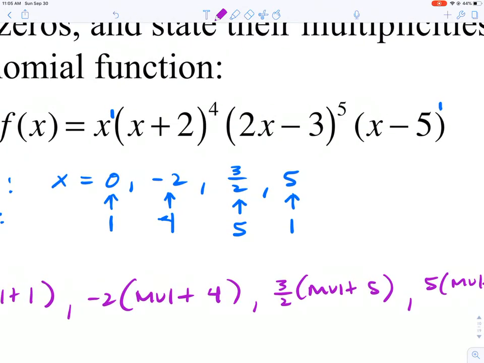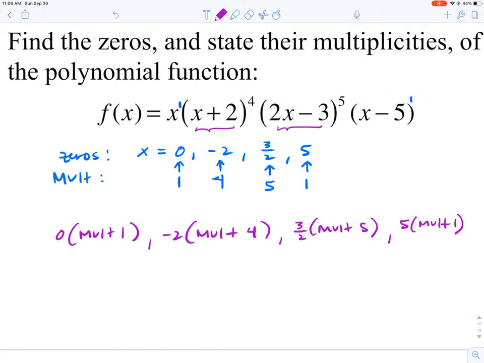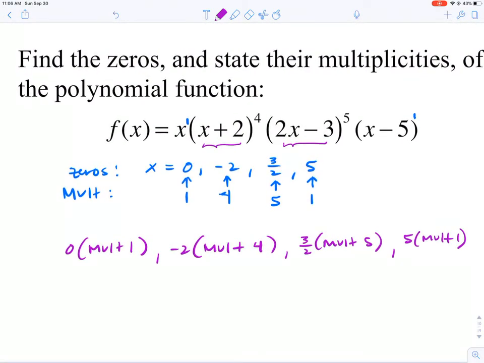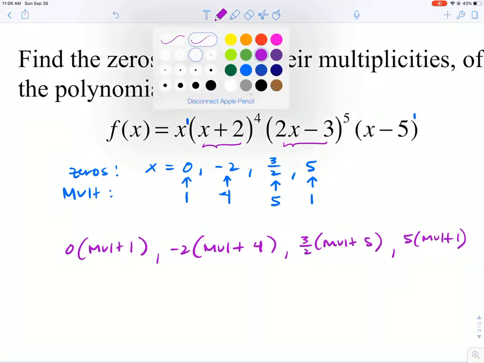Now, if we were to multiply out x plus 2 to the 4th, that factor, so x plus 2 times x plus 2 times x plus 2 times x plus 2, that all multiplied out would make that factor a 4th degree polynomial. And then 2x minus 3 raised to the 5th power, that multiplied out would give us a 5th degree polynomial factor. And then x minus 5 is just 1st degree, and x is just 1st degree. So if we were to multiply them all out, we would end up with an 11th degree polynomial.